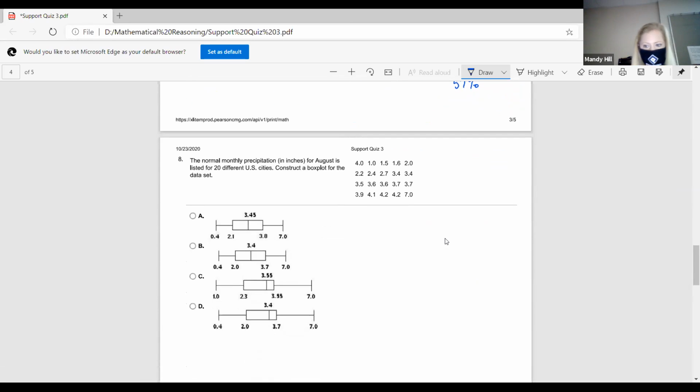So last question, number 8, says the normal monthly precipitation for August is listed for 20 different U.S. cities. Construct a box plot for the data set. I don't want to put those in order by myself if the calculator will do it for me, right? So this is one that would be worth typing in the calculator, because that way I know I'm going to get the right answer and come up with that 5-number summary.